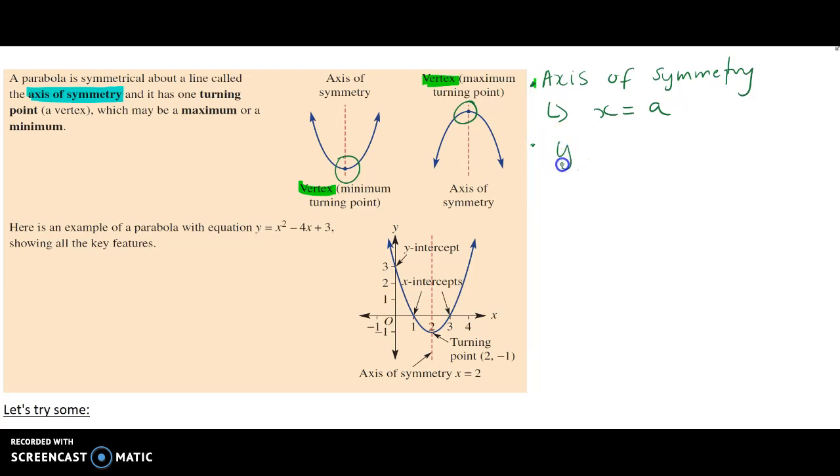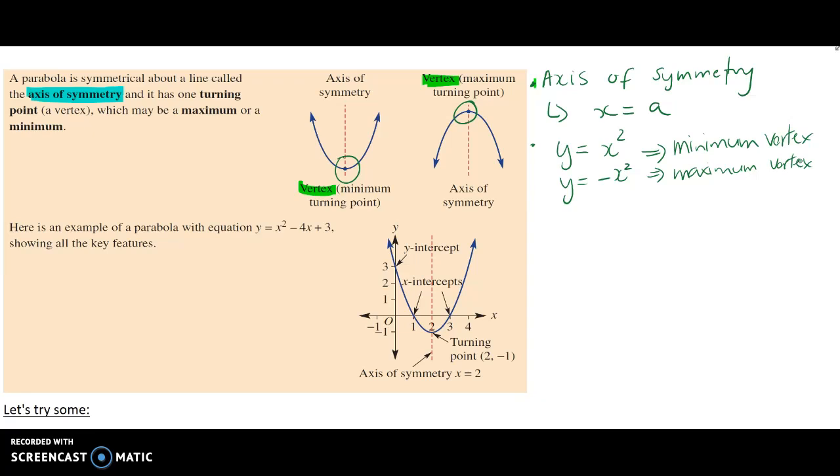Okay, so y equals x squared will have a minimum vertex, and y equals negative x squared will have a maximum vertex.